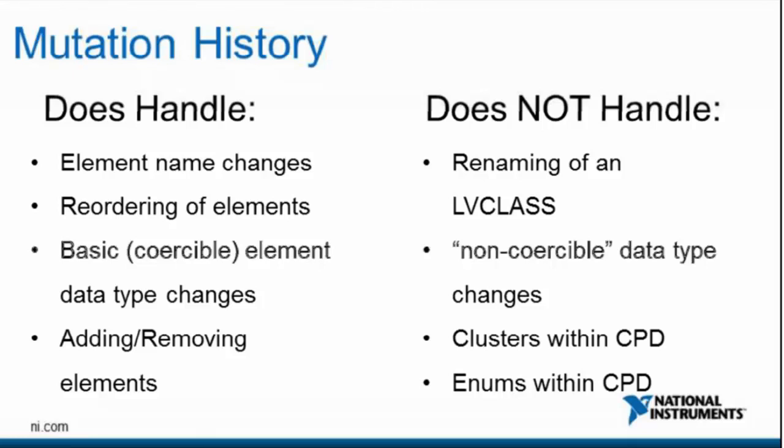Yeah, that's a very good point. Good tip. So be careful about renaming a class. You can break existing config data. Other things that LabVIEW doesn't handle with mutation history are non-coercible data type changes. So if you have something that's a number and you change that same element to a string, it's not going to handle that mutation. It also doesn't handle clusters within class private data particularly well, and it doesn't handle enums within class private data particularly well.